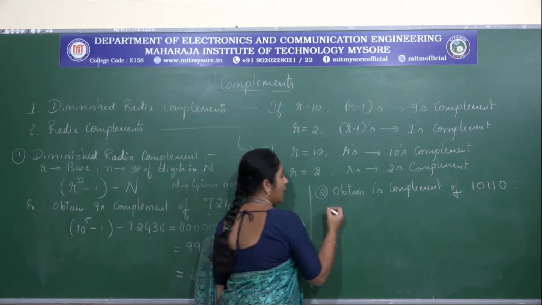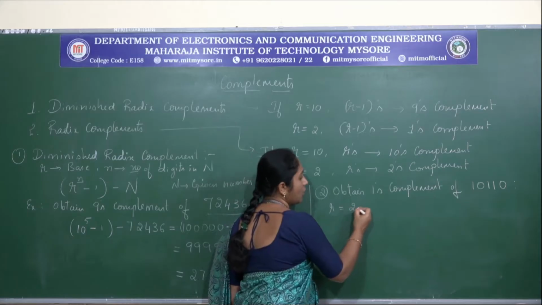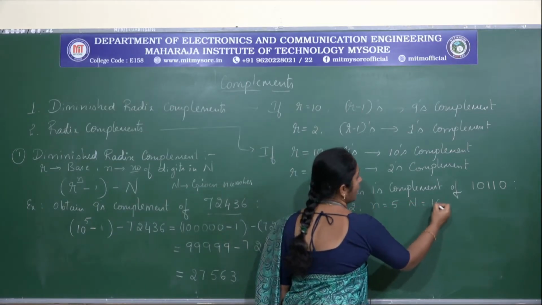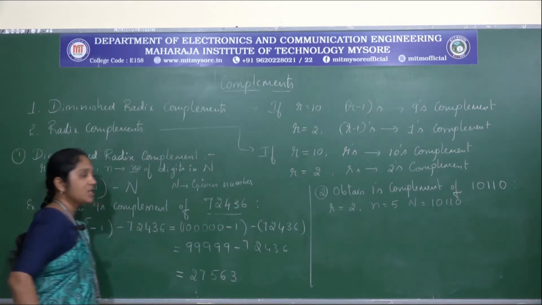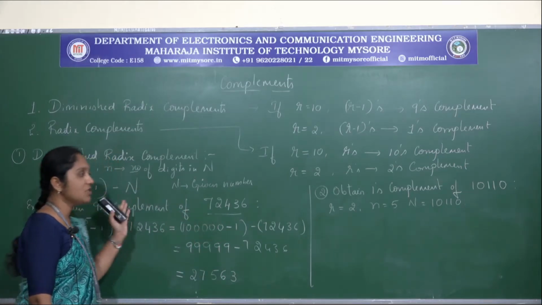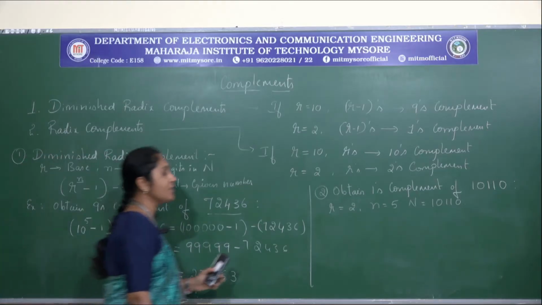So how many digits are there? Small n, before that the base is 2, r is 2, okay, small n is 5 and capital N is 10110, okay. Yes. Now let us use the formula, later I will tell you a very simple method. Now let us use the formula and obtain the 1's complement of the given string.